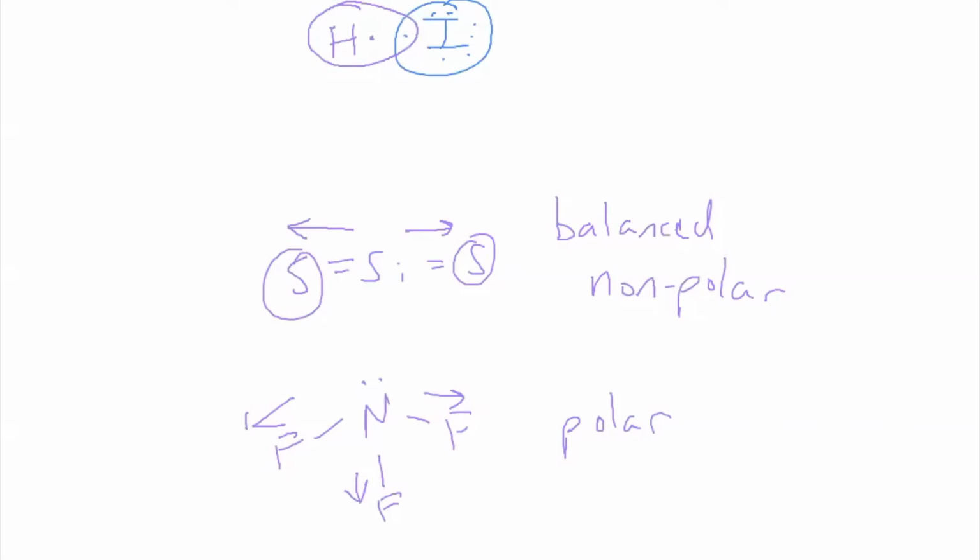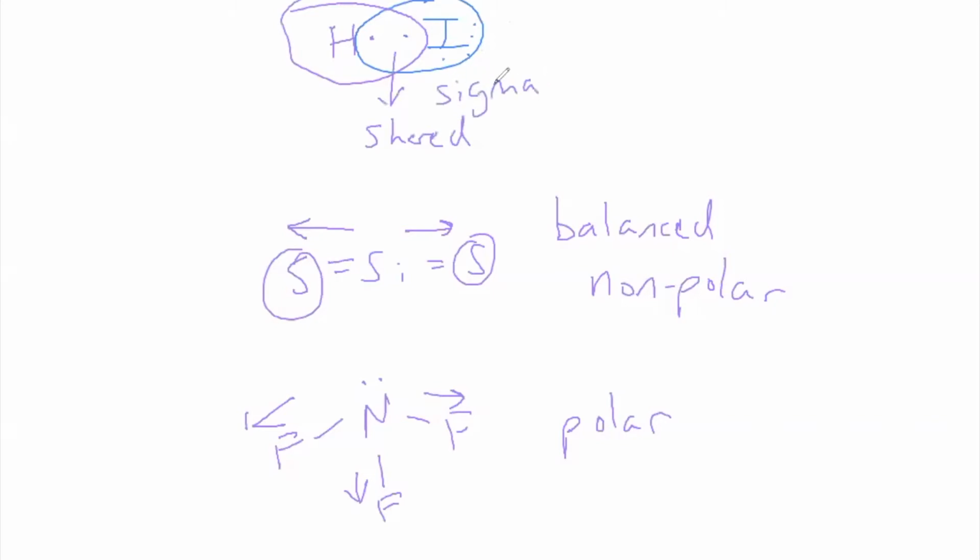Actually, I should show that one being shared by doing this. So these are shared right here. I see. And that's a sigma bond when you have an overlapping orbital. So this would be sigma when these two orbitals, the circle being the orbital, overlap. When they overlap, that's a sigma bond.